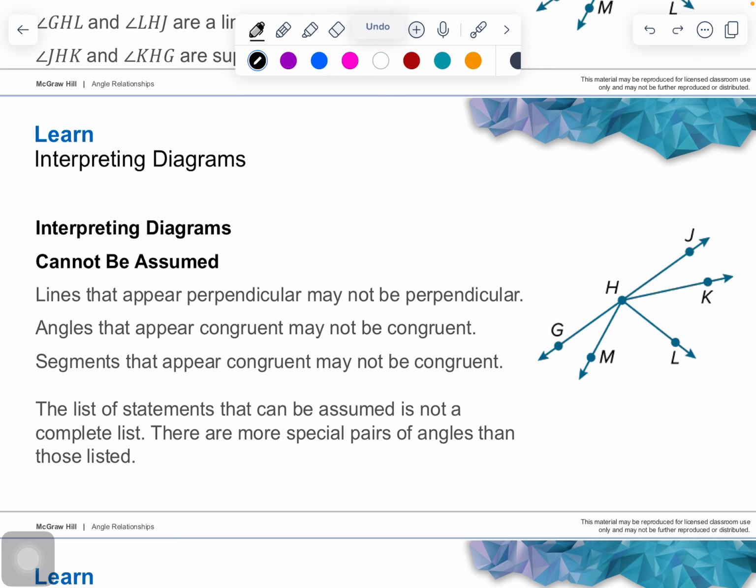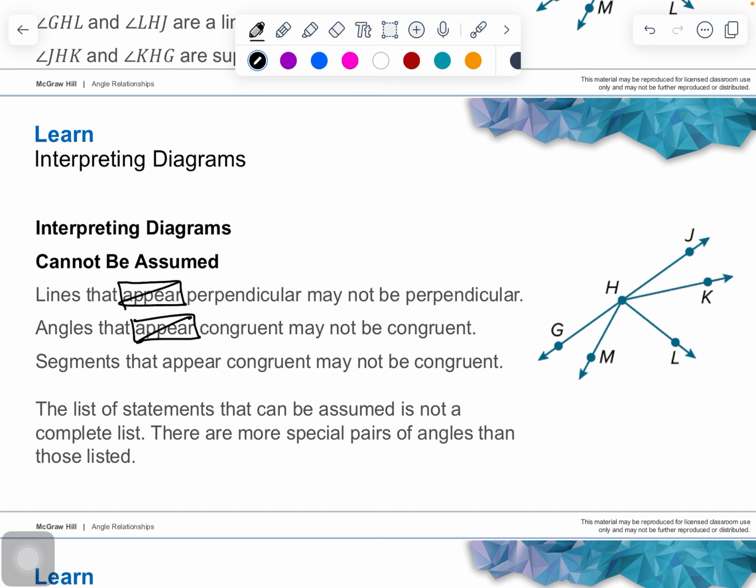Okay? Angles that appear congruent may not be congruent. Absolutely. Unless they make this mark, those aren't congruent. Unless they tell you that this one is congruent to this one, they're not congruent. You may not assume. Appear is not enough.